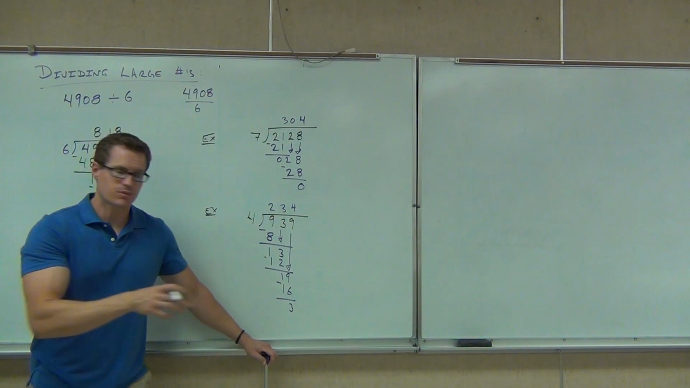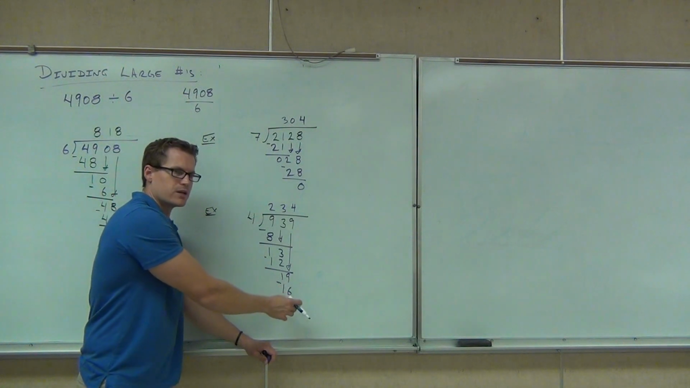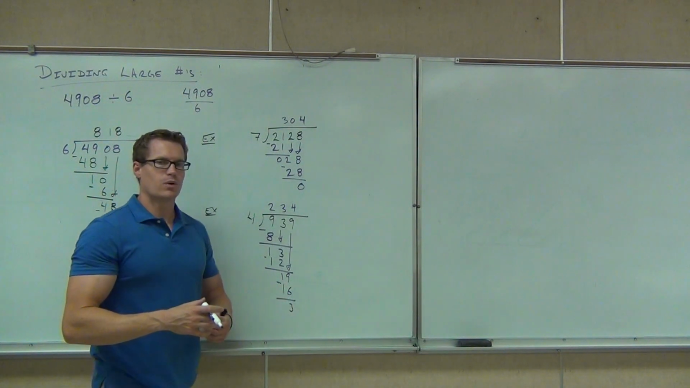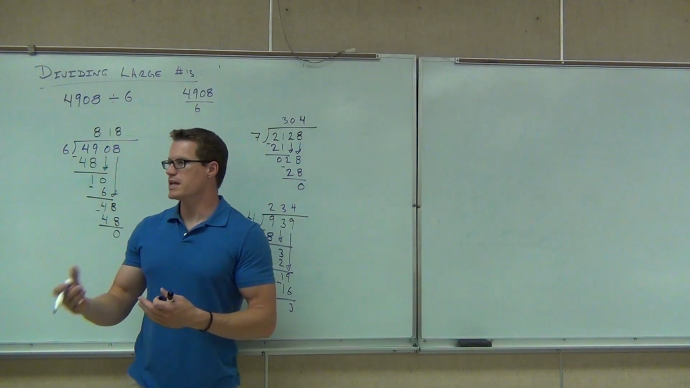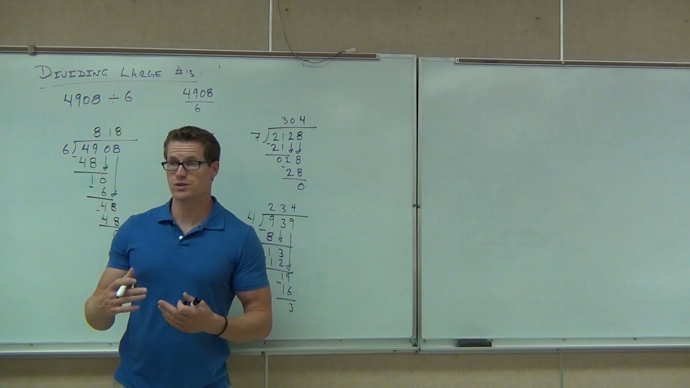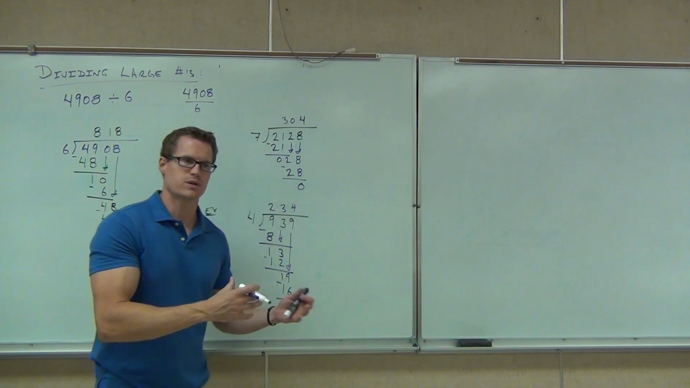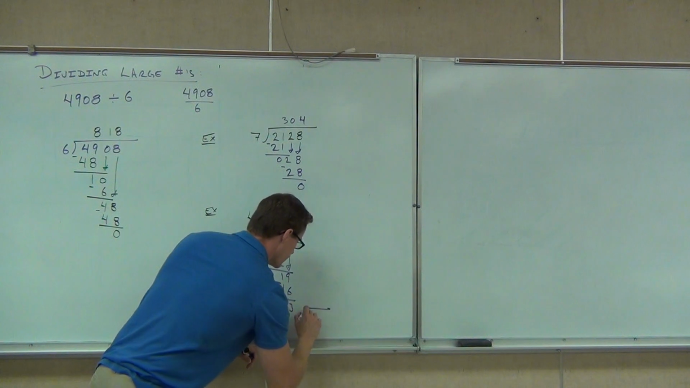No, whenever you get something right down here, this thing's called a remainder. The remainder says that we went in a certain number of times, but it didn't go in evenly, and this is the extra, what's remaining after we divide it. So this right here is our remainder.